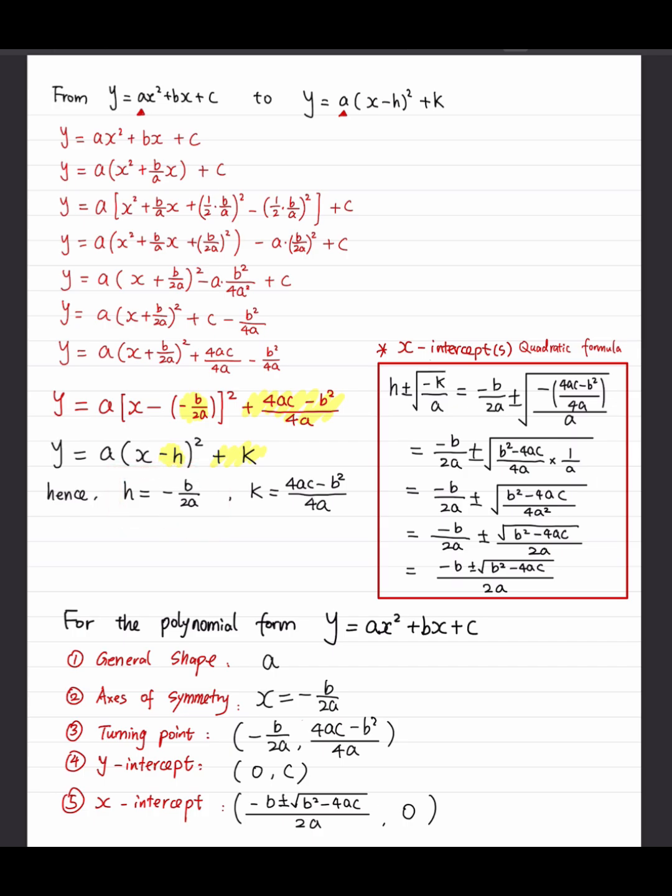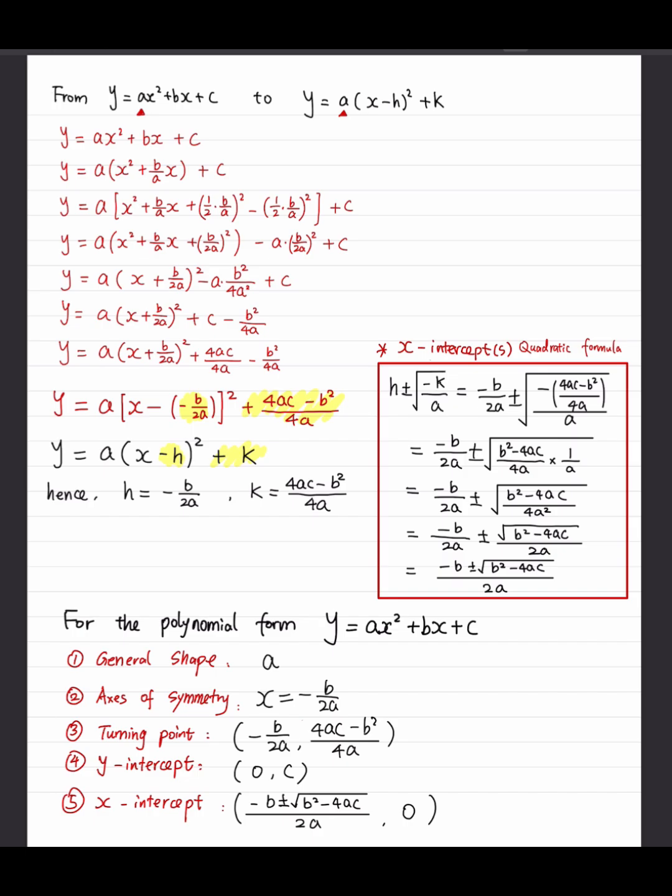Recall the a and b are the coefficients of the x squared term and the x term in your general quadratic polynomial form. And then we can see the term here, the k, it refers to this thing here, which is 4ac minus b squared over 4a. That is represented by k. So knowing this is not enough, we need to further find out the x-intercepts here.